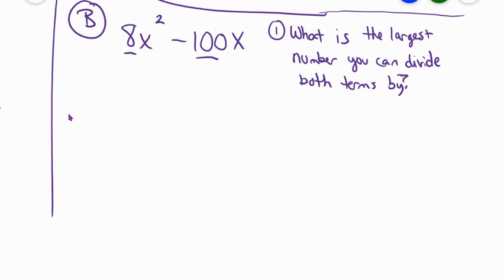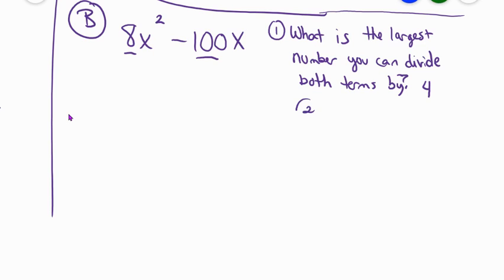Samantha, what can we divide both 8 and 100 by? Take a guess. Alexis? 4. Good. We could also divide by 2, but is 2 the largest? So 4 would be the largest number we can divide both of those by. So we would say 4 is the greatest common factor as far as numbers go.